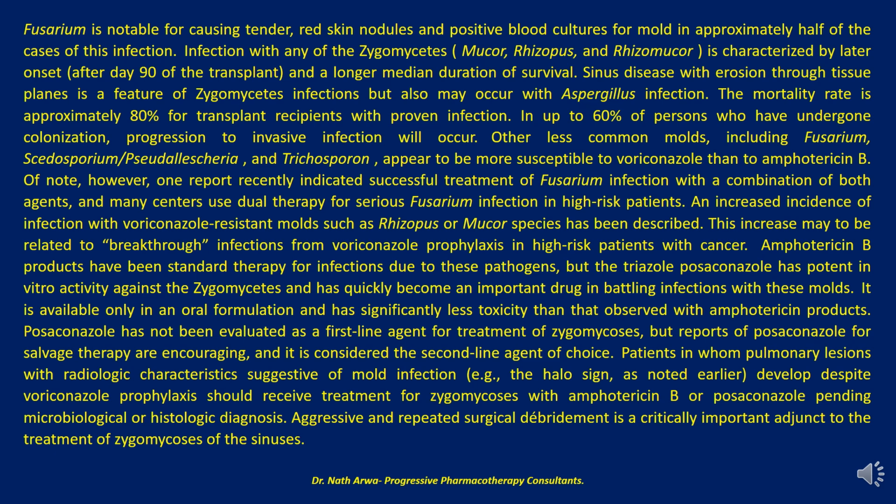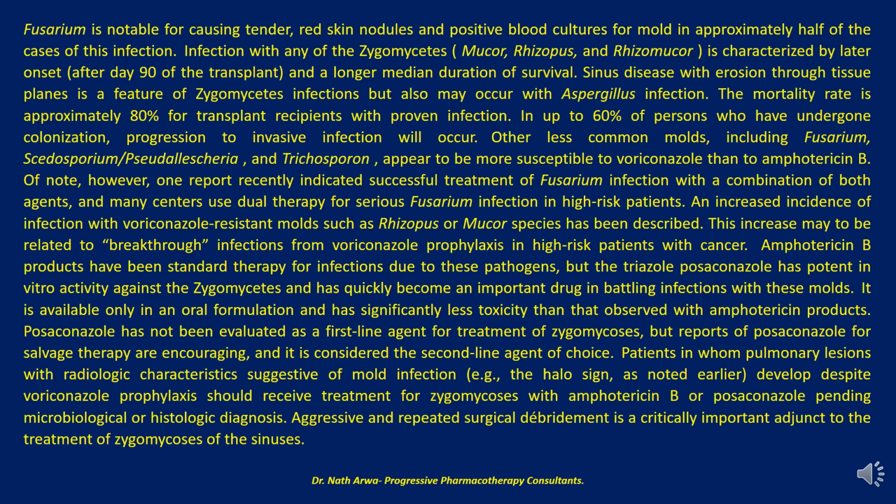Infection with any of the zygomycetes, Mucor, Rhizopus, and Rhizomucor, is characterized by later onset, after day 90 of the transplant, and a longer median duration of survival. Sinus disease with erosion through tissue planes is a feature of zygomycetes infections but also may occur with Aspergillus infection. The mortality rate is approximately 80% for transplant recipients with proven infection. In up to 60% of persons who have undergone colonization, progression to invasive infection will occur.